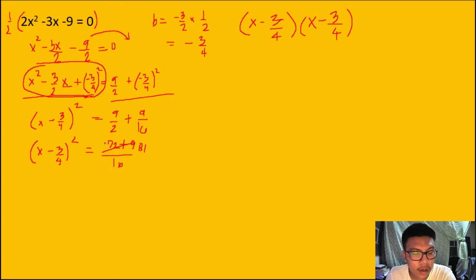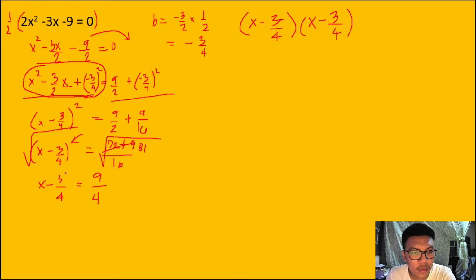81 na siya ngayon. Then, we square both sides, or we get the square root of both sides. So, mawala na square na to. X minus 3 over 4 ka na dyan. Then, you have square root of 81, that is 9. Then, square root of 16, that is 4.